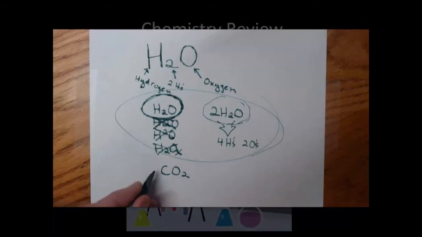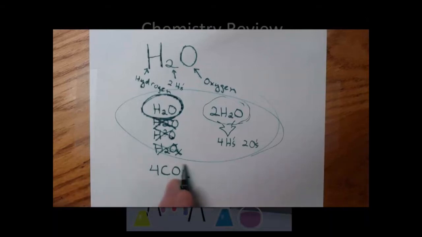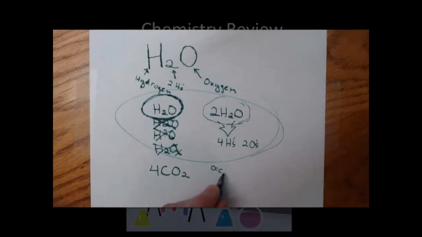Okay, what if you had 4 CO2s? This would be 4 of a CO2 molecule, right? 4 CO2 molecules. So you got CO2 plus CO2. There's 1 CO2, with 1 carbon and 2 oxygen, 1 carbon and 2 oxygen, floating around. CO2, carbon dioxide.